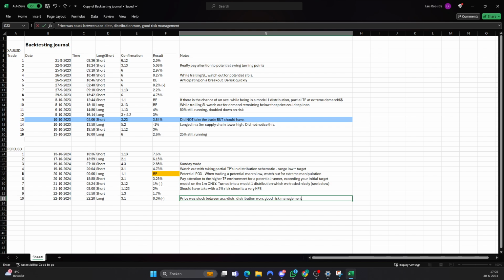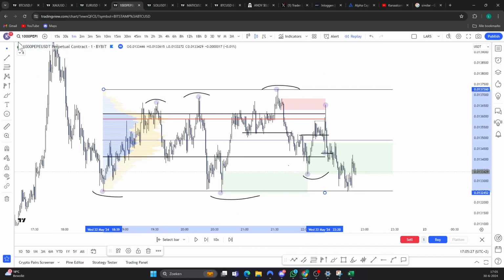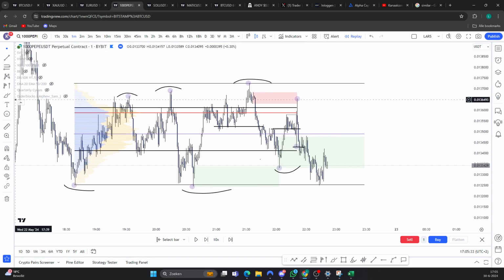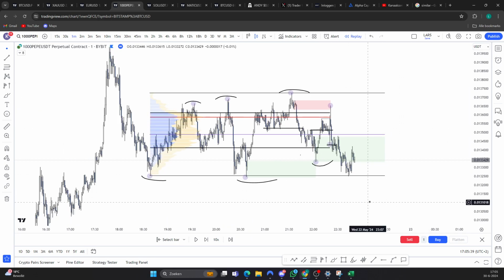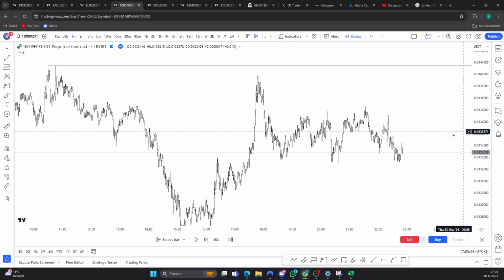Good risk management. Timing was off. So I noted down that price was stuck between that accumulation distribution. The distribution won, but we managed our risk in a good way. And I do want to mention that the timing was off. I don't like to trade around those times. Normally, I'm also not behind the PC anymore. And the reason why I don't want to trade it then is because I don't know what price does around those times and how it acts because I never trade those times, right? So why take a trade if you don't know how price normally behaves during those times?